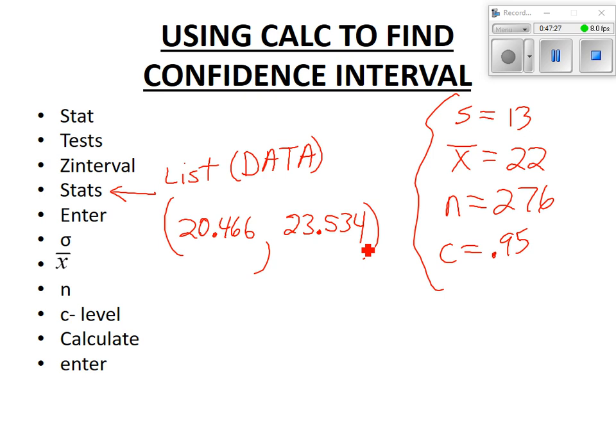Alright? Now, if we go backwards, take these two numbers, add them together, and divide your answer by 2. It should be 22. It should be the X bar, right? Now take these two numbers, subtract them, and divide by 2. It should be what?